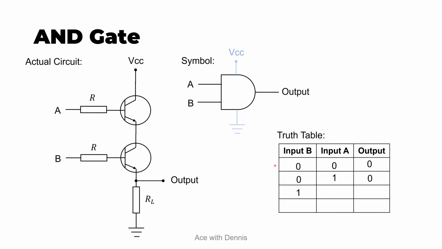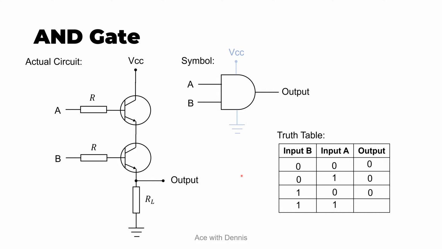So similarly, when input B is 1 and input A is 0, the first transistor is turned off and the second transistor is turned on. The current cannot flow through the first transistor, hence it can't flow into the load. Therefore, the output will be 0.